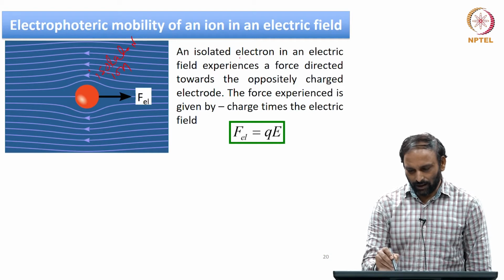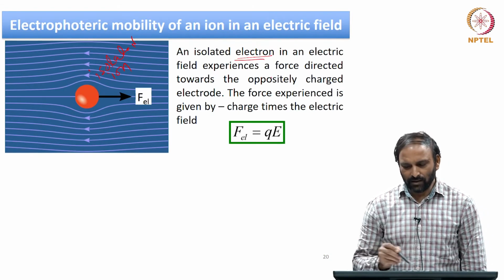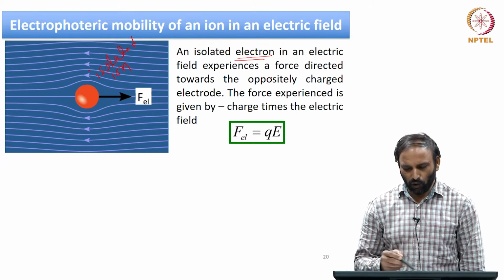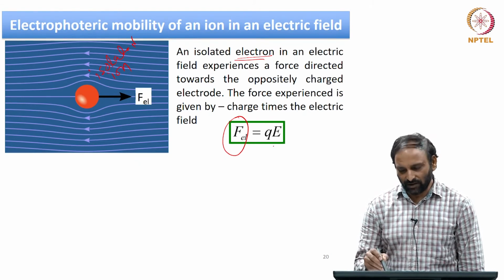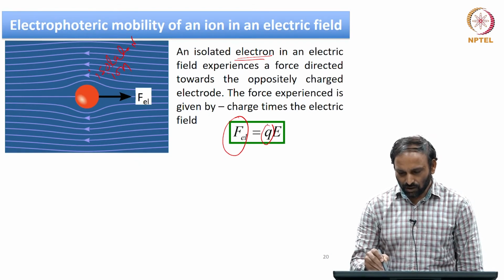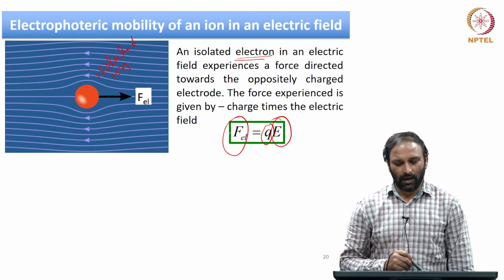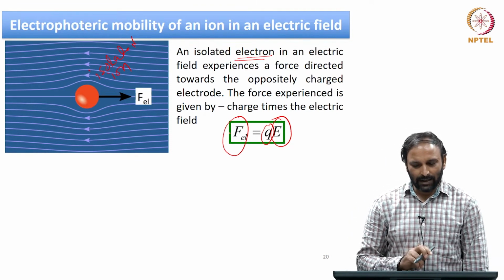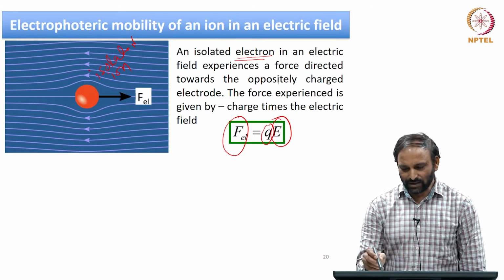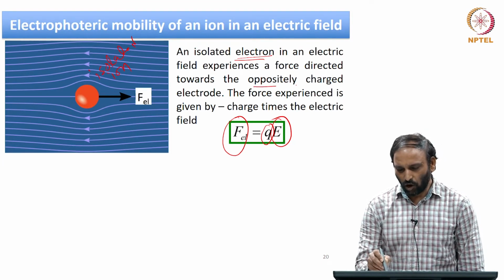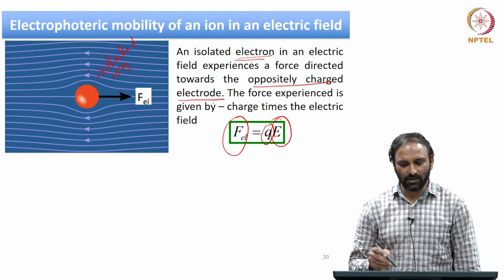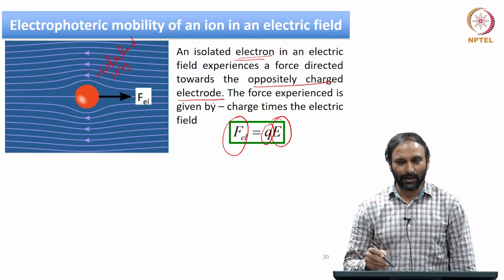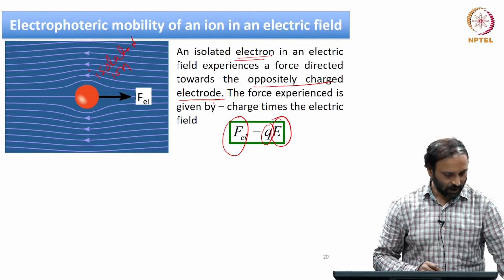An isolated electron or an ion in an electric field experiences a force. That force is given by F_EL, which is the product of the charge that the electron or the ion has multiplied by the strength of the applied electric field. Okay. And whenever you have an ion, it migrates towards the oppositely charged electrode because of the force that the isolated ion experiences in the electric field.